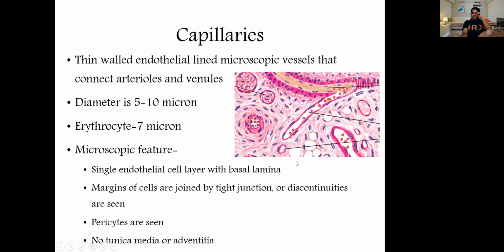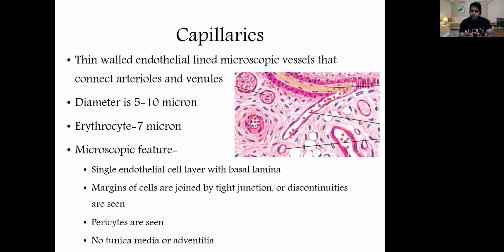Let us move towards the capillaries. The capillaries are thin-walled, endothelial-lined microscopic vessels that connect arterioles and venules. The diameter of these is around 5 to 10 microns. We know that RBCs have a size of around 7 microns. And we say that blood passes from the artery towards the vein via the capillaries, so the blood cells have to go via these.